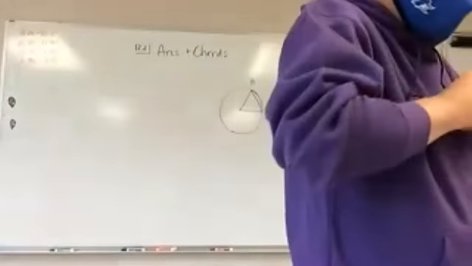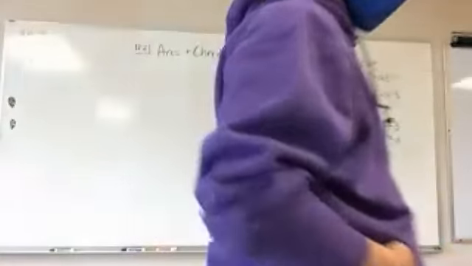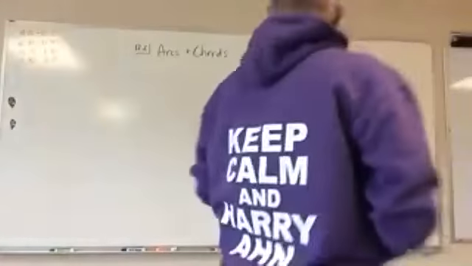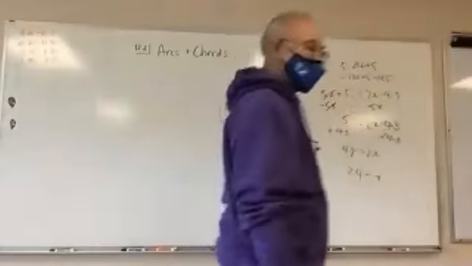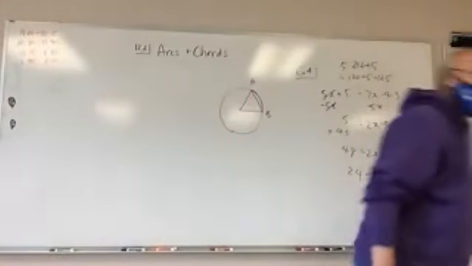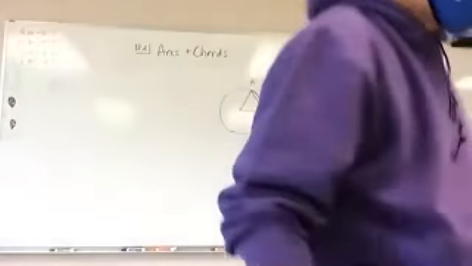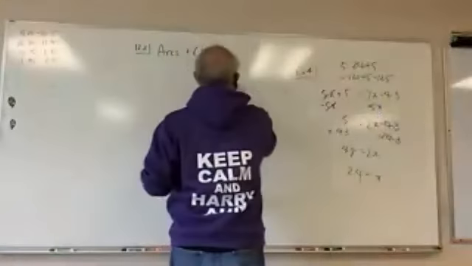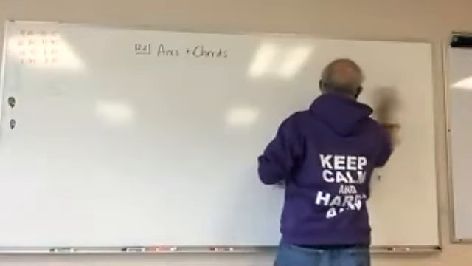Let's go ahead and go to page 805 on the top. There are a couple of theorems there. They're the same thing. One is the converse of the other. So if you look at that, what does it say? It says, in a circle, if a radius or diameter is perpendicular to a chord, then it bisects the chord and its arc.